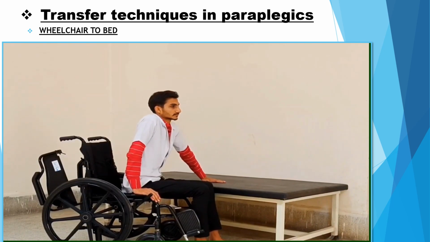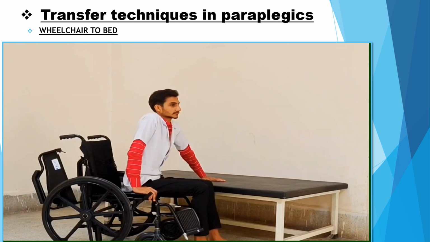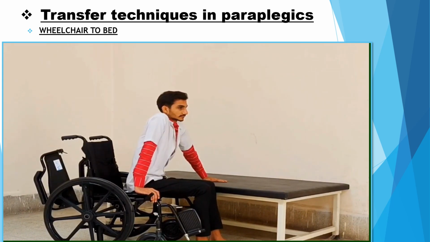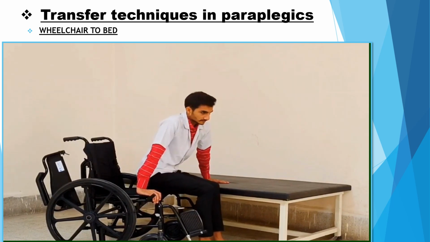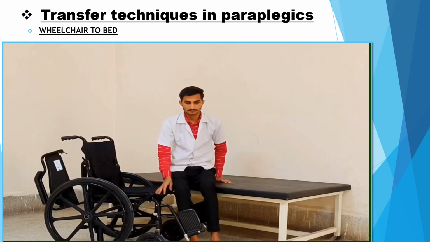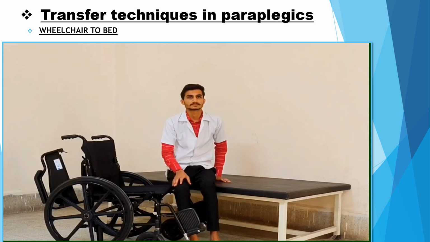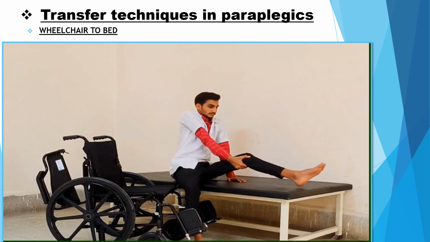Step 4. Lifting and shifting the body onto the bed. The elbows are extended and shoulders are adducted and depressed to vertically lift the body. The right shoulder is adducted and the left shoulder is abducted to laterally shift the body. Step 5. Lifting the legs onto the bed. Weight is borne through the right elbow while the left arm is used to lift each leg onto the bed.